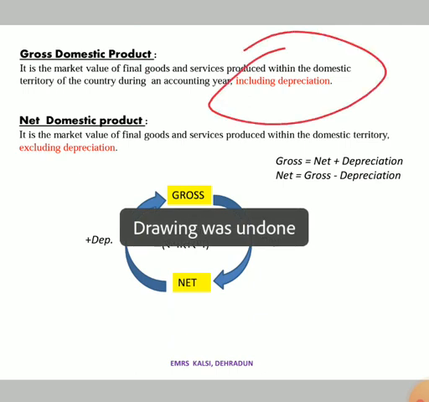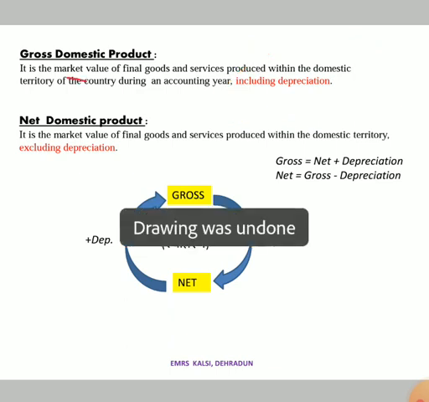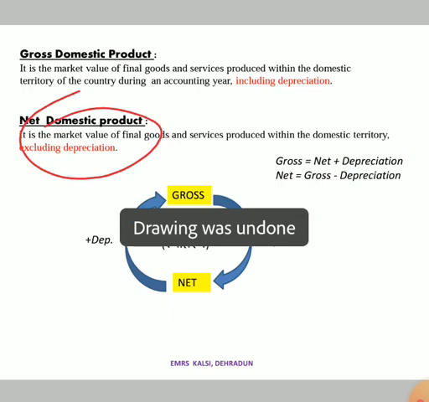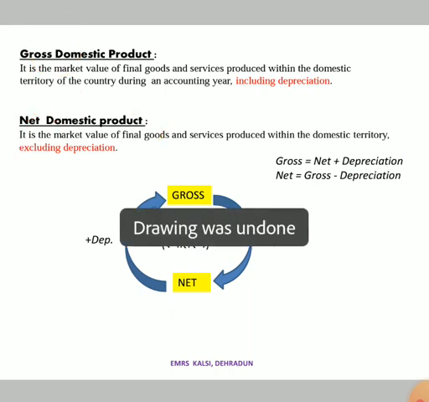We all know depreciation means जो assets की value में कमी आती है उसे बोलते हैं depreciation, okay. Now what is net domestic product? It is the same, market value of final goods and services produced within the domestic territory excluding depreciation, means we have to minus the depreciation, okay. So if we have to find the gross value, we have to add depreciation. If we have to find net value, we have to exclude depreciation. Here the formula is written, gross equals net plus depreciation and net equals gross minus depreciation, okay.